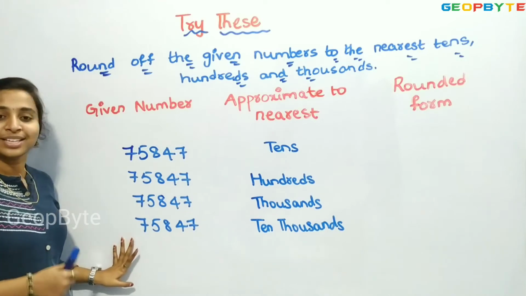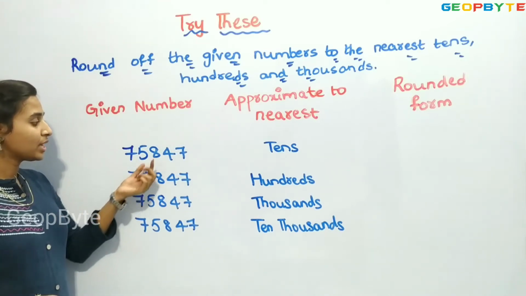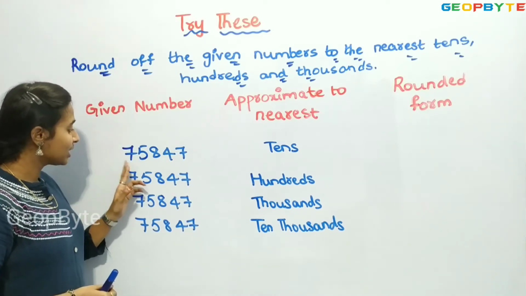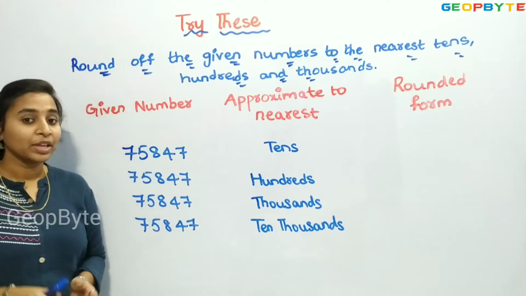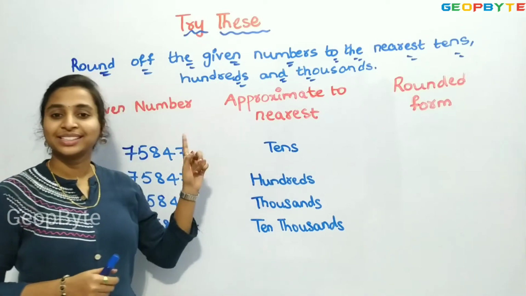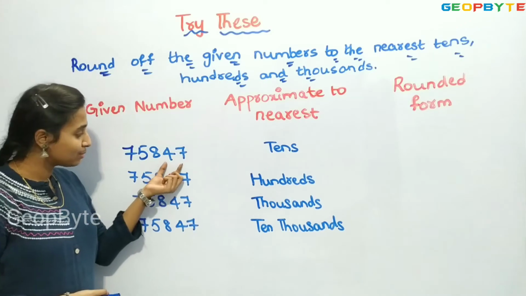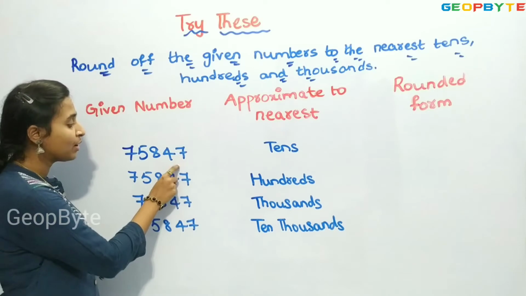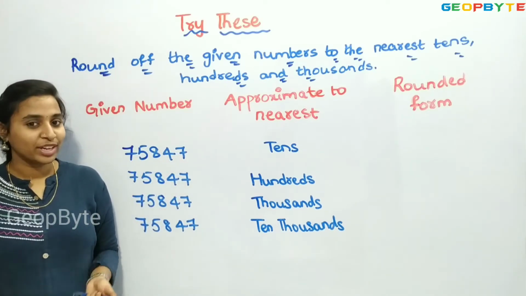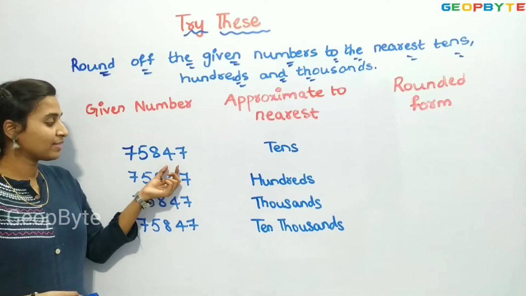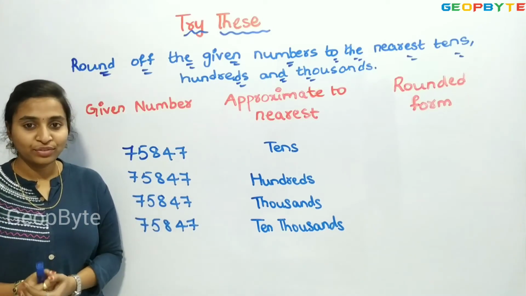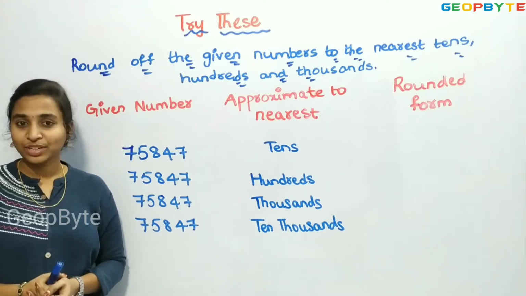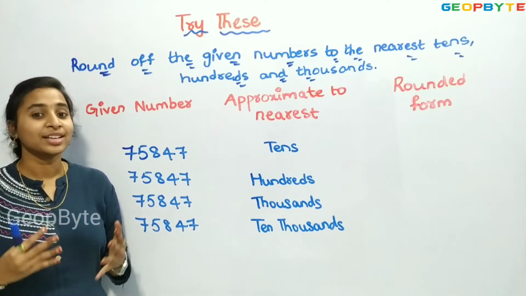Now the number is the same, 75,847. So first let us see the first one. We need to round off 75,847 to the nearest tens. Tens means we need to consider only these two digits. So 47 lies in between 40 and 50. The difference between 50 and 47 is 3, and the difference between 47 and 40 is 7.